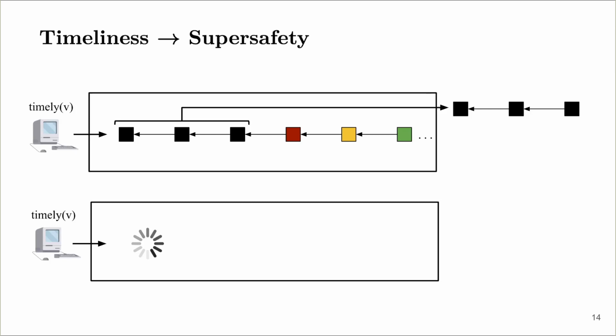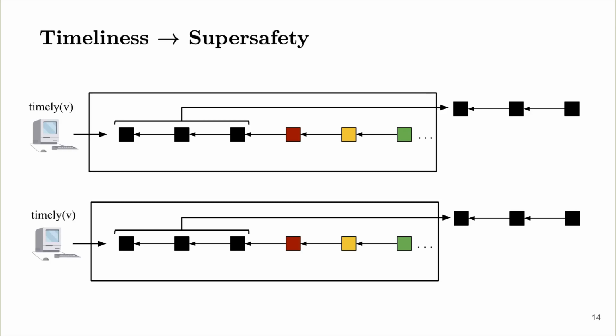And after the timely protocol stops syncing and reports its stable chain, well, the gadget can immediately gather all the mature blocks and report them in its stable chain immediately, at the same time as all the other clients, and become super safe. Okay, so this is how we get to super safety from timeliness.